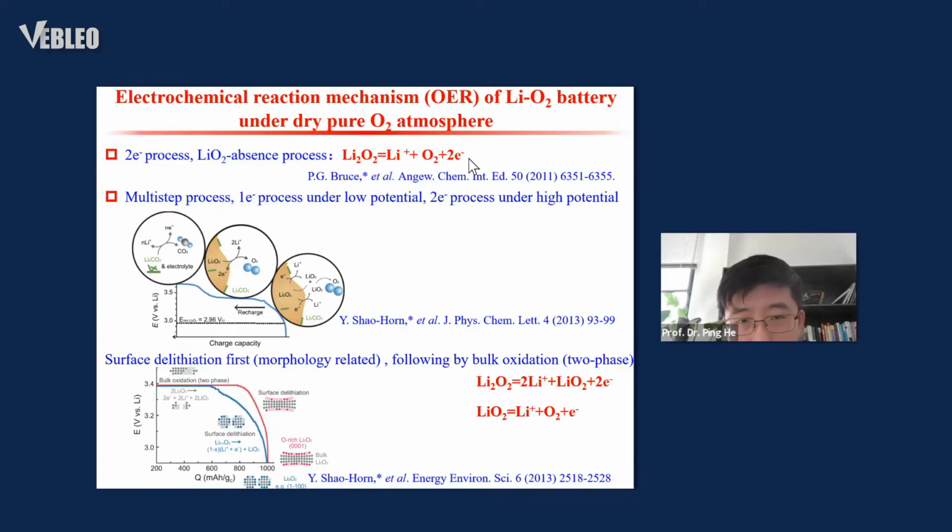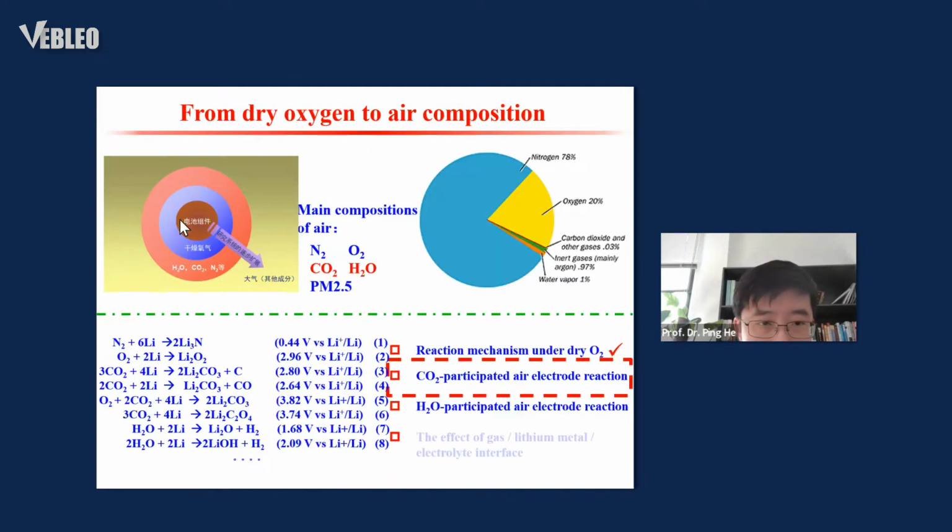This is one mechanism. The second mechanism is that the lithium oxygen battery undergoes a multi-step process. The first step is a one-electron process under low potentials, then a two-electron process under high potentials. Which of these two mechanisms is right is still under research. The dry oxygen lithium oxygen battery has been under research for a long time.